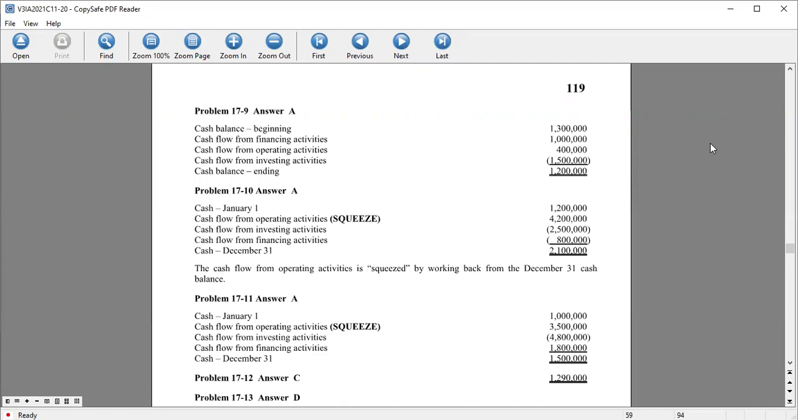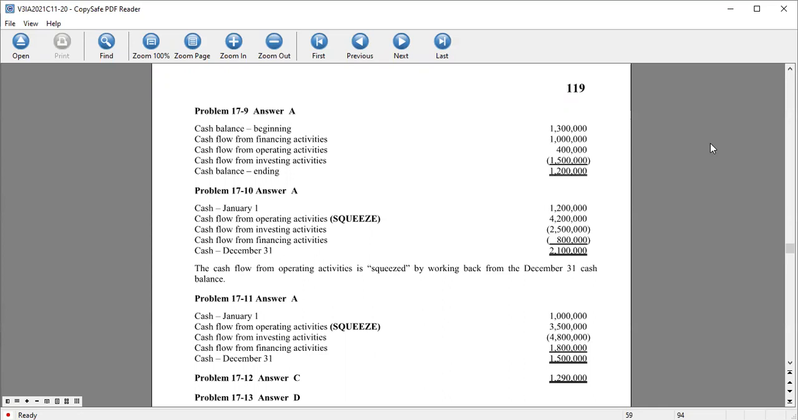Cash on January 1 given is 1.2 million. Then we have the squeeze figure to be determined. Actually, the question is, what should be reported as cash flow from operating activities? So you leave that blank first. Cash flow from investing is negative 2.5 million, and from financing, 800,000. And we are given the amount of cash on December 31.